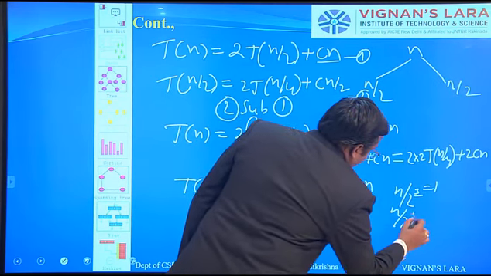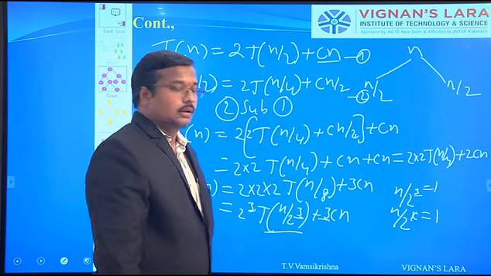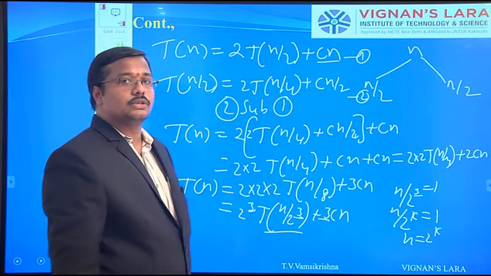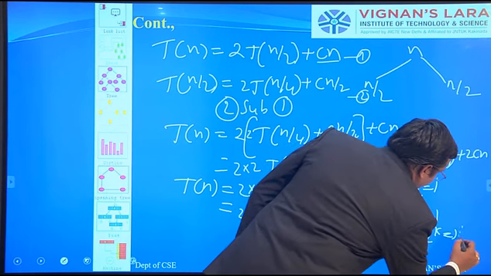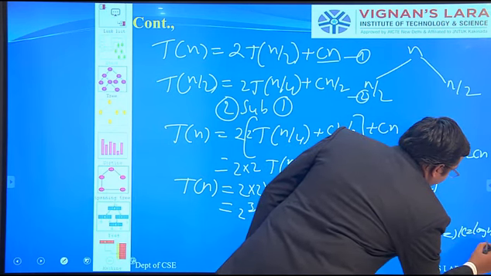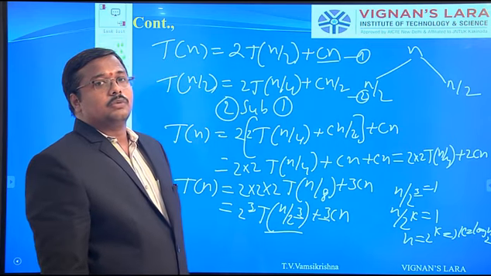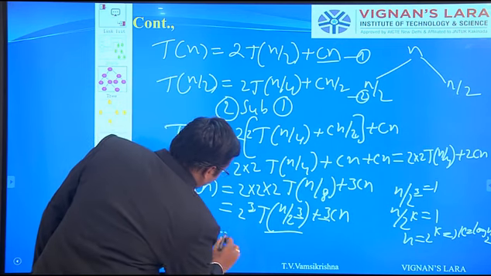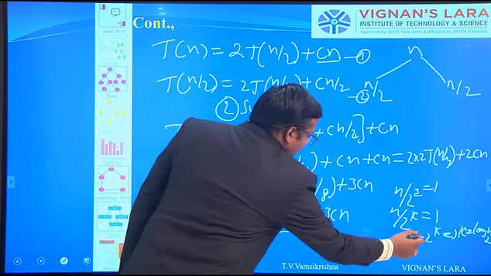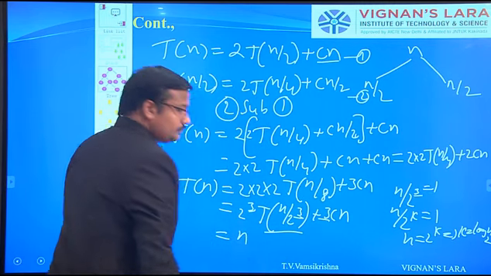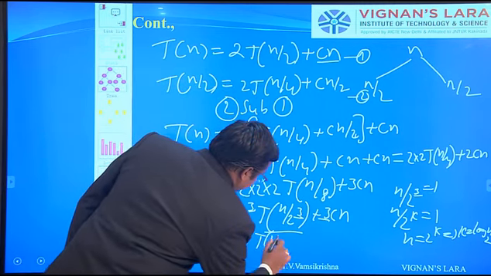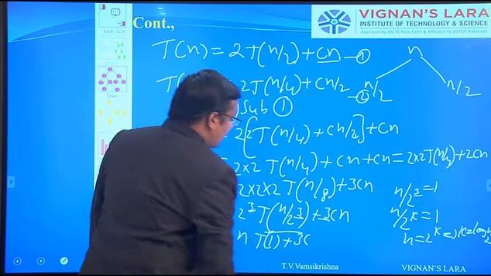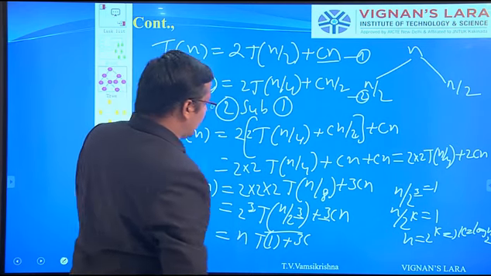So this is the generalized case: n by 2 power k is equal to 1, which means n is equal to 2 power k, so k is equal to log n base 2. Substituting here, 2 power k value is nothing but n, so we get n times T of 1 plus 3Cn, with the k value being log n base 2.